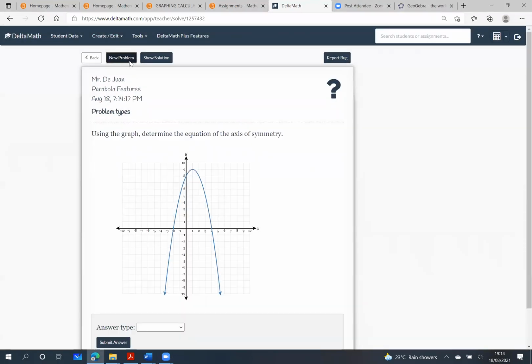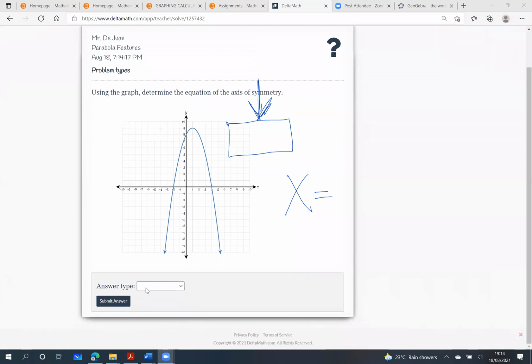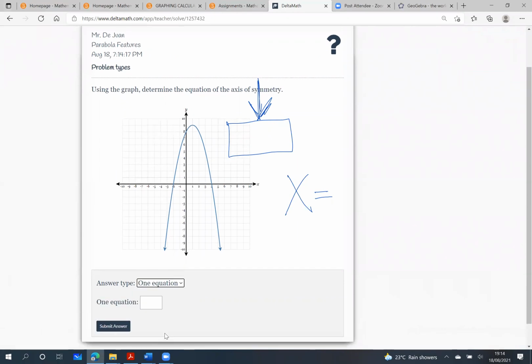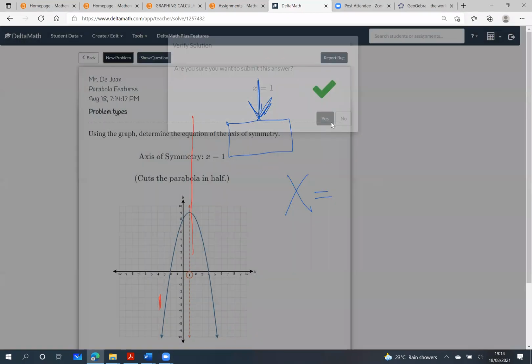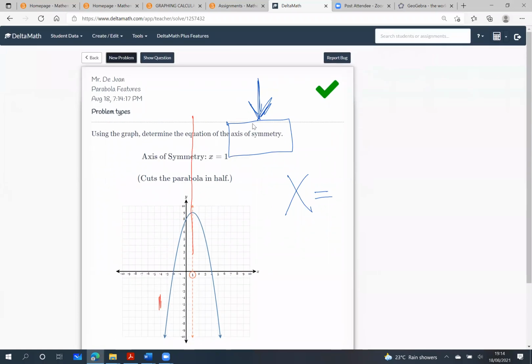Here we go. Axis of symmetry. These ones are the tricky ones. Because you must write it as x equals. When you see axis of symmetry, you must use where it says one equation and type in x equals. What does x equal? Where does it go through? Looks like right here, when x is 1, we have a line of symmetry. There we have it. Okay, just remember, these are the tricky ones.